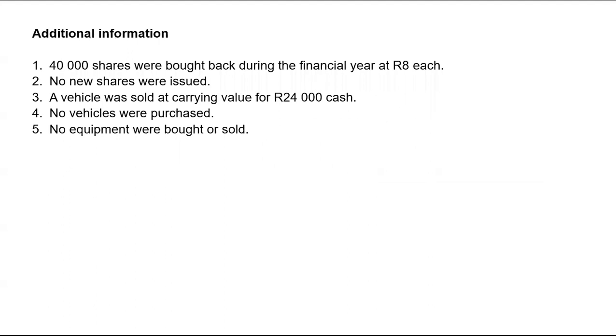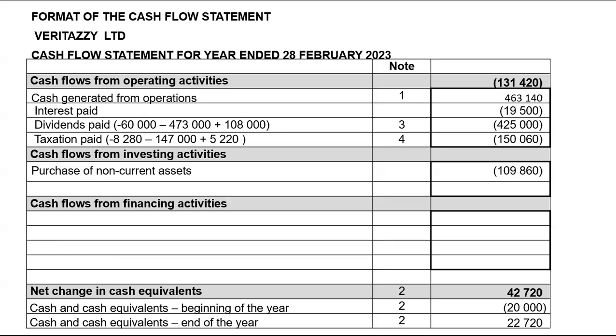Yes, there it is. Oh no, it's not equipment, it's a vehicle which was sold for 24,000. So that will be the only proceed from tangible assets. We'll put it under investing activities as such without brackets, 24,000. Take negative 109,860 added with 24,000. It will give you negative 85,860. Under financing, if I remember very well, they said there was no proceed from the issue of shares.